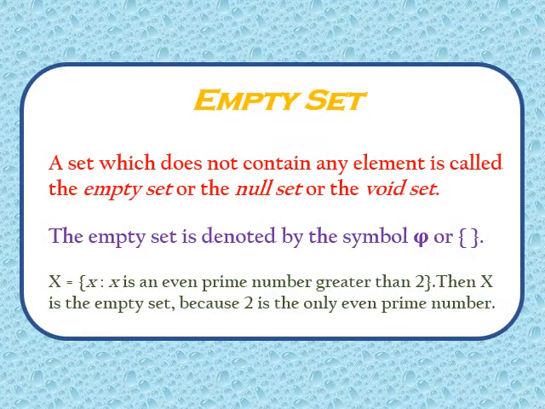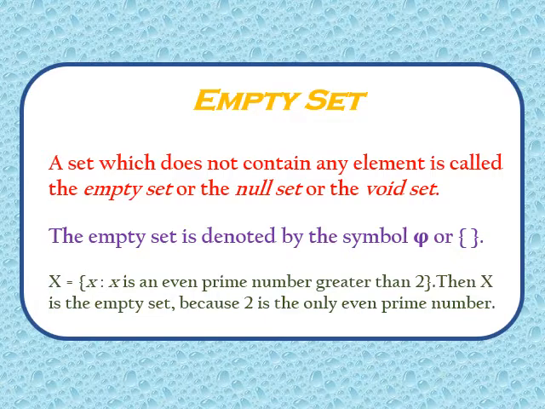So first let's explain the empty set. First type is empty set. Empty means मतलब जिसमें कुछ नहीं है. So a set which does not contain any element is called the empty set or the null set or the void set. All are the same: empty set, null set, void set. It simply means there are no elements in the set.